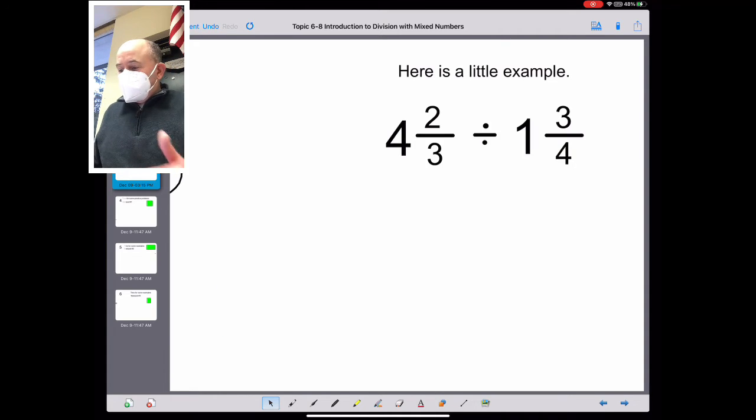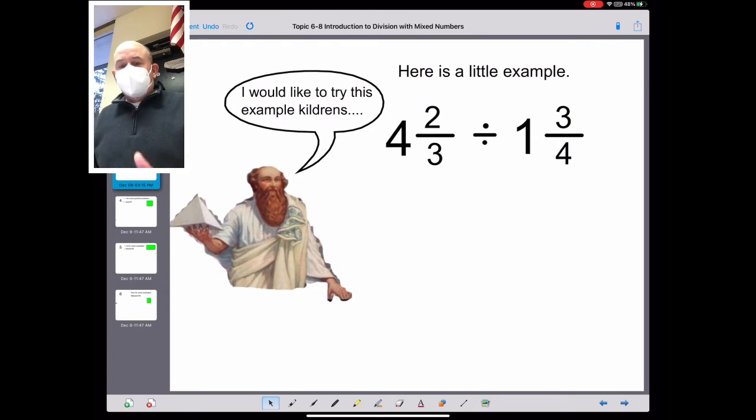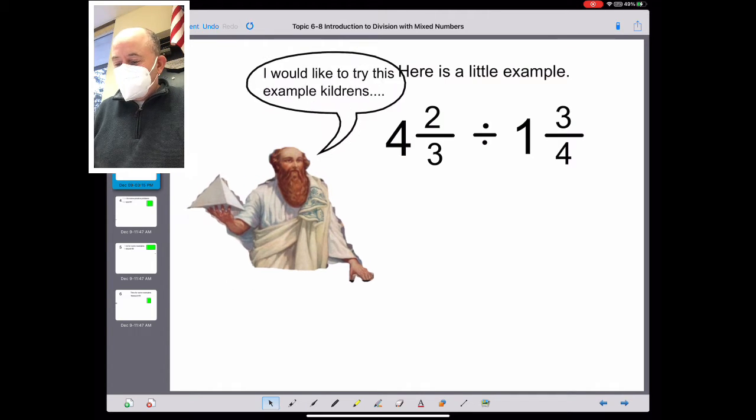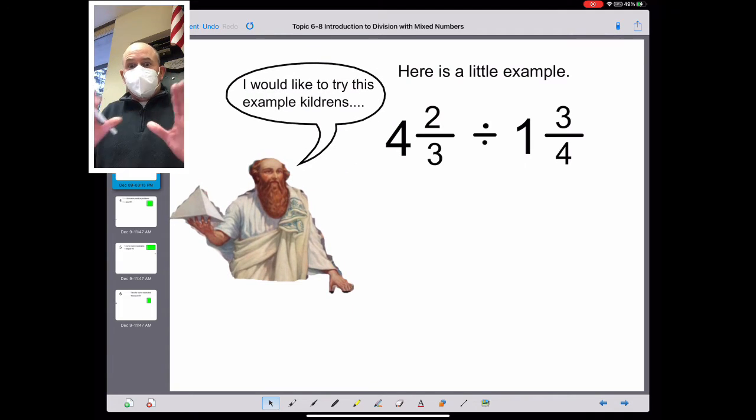Pythagoras, can you help us here with a little example problem? Oh, yeah, children. I would like to try this example, children. Oh, look at Pythagoras. He's Greek. He's old. I'm not that old. Just do this problem now. Okay, Pythagoras, we'll do it.